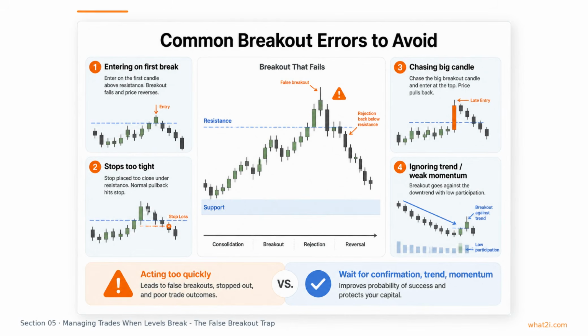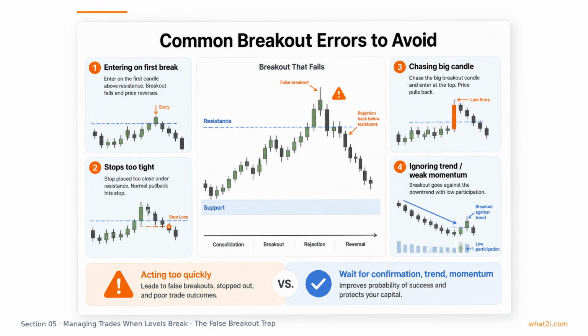Most breakout mistakes come from speed and poor context. Entering on the first break is common, but it often means buying or selling before the market has proved anything. Stops that are too tight can get hit by a normal retest, even when the breakout is still valid. Chasing a large breakout candle often creates a poor entry far from the invalidation point. Traders also make mistakes when they ignore the broader trend or overlook weak momentum behind the move. Confirmation, context, and structure matter much more than excitement.